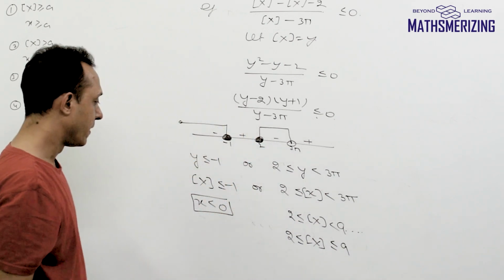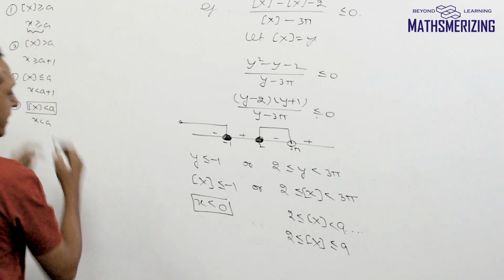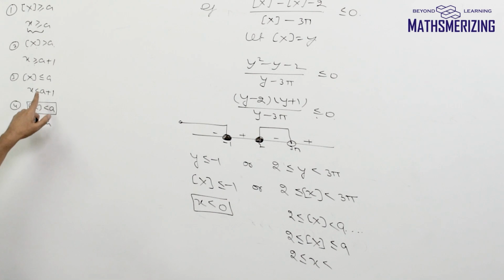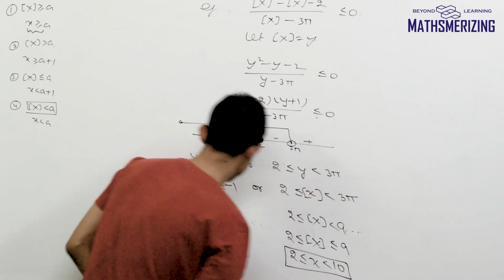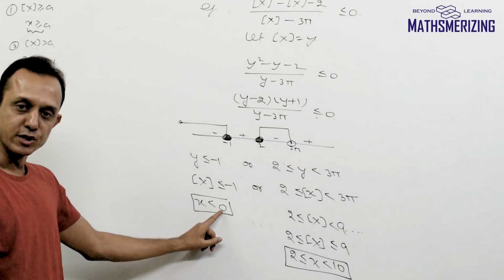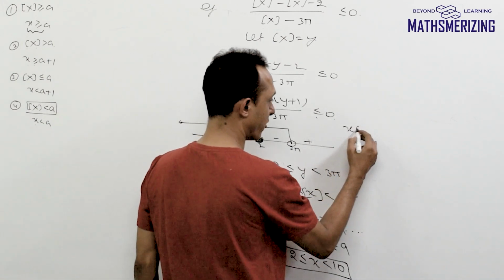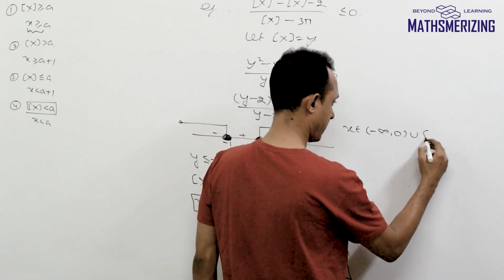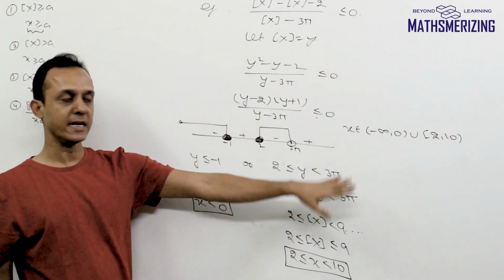Now when greatest integer function of x is greater than or equal to a, it is simply x is greater than or equal to a. So I'll write x is greater than or equal to 2, and when greatest integer function of x is less than or equal to a, it is x is less than a plus 1. So this is less than 10. So the answer to this question simply will be either the value of x is less than 0 or the value of x will lie between 2 and 10. So x belongs to minus infinity to 0 union 2 to 10, not included. So that is the answer to this inequality.